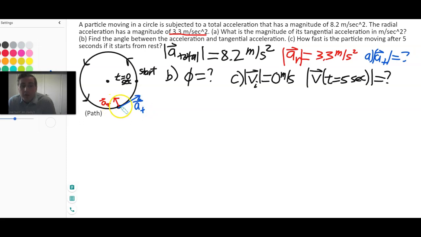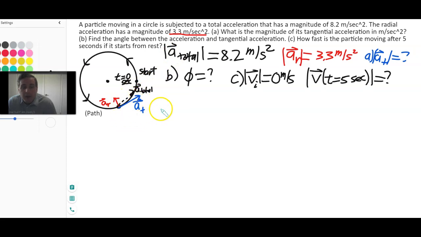Remember, a sub r causes the object to move in circular motion, and a sub t causes the object to speed up. One more thing I should say: notice that the sum of these two vectors is going to give us this right here, which is the total. So the total acceleration is the vector sum of AT and AR.